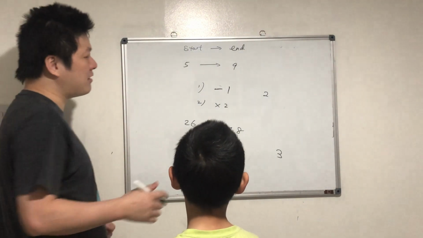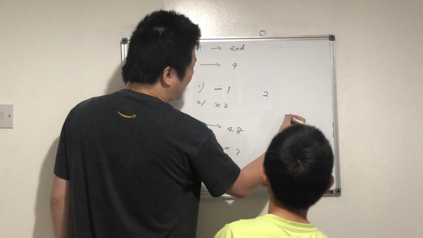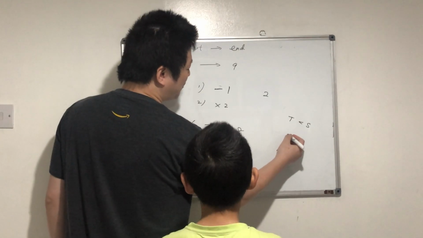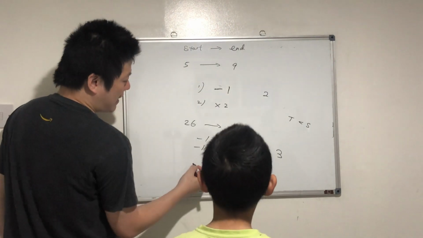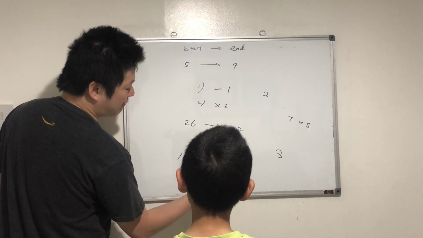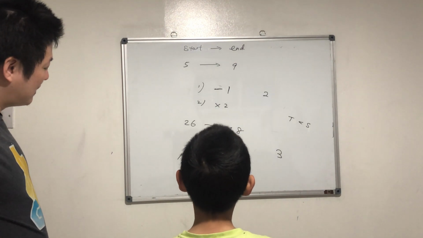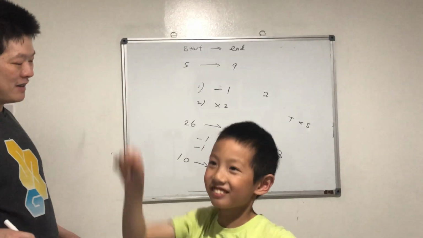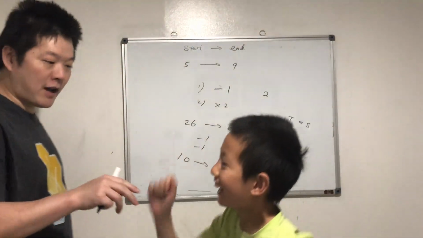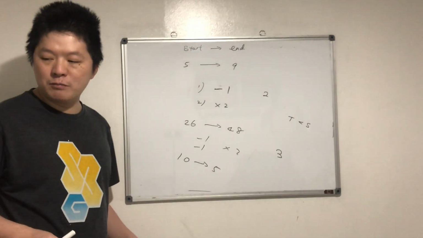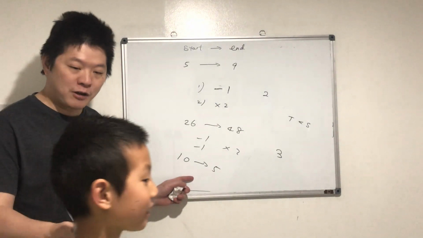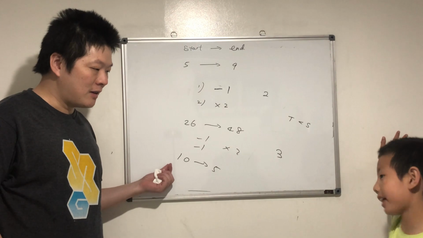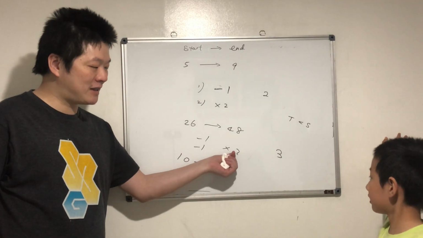Okay, so can you tell me, if the target is smaller than the start, what happens? If we want to convert from 10 to 5, how can we do this? All we need to do is minus 1. Always minus 1. That's right. If the target is smaller than the start, all we need to do is minus.